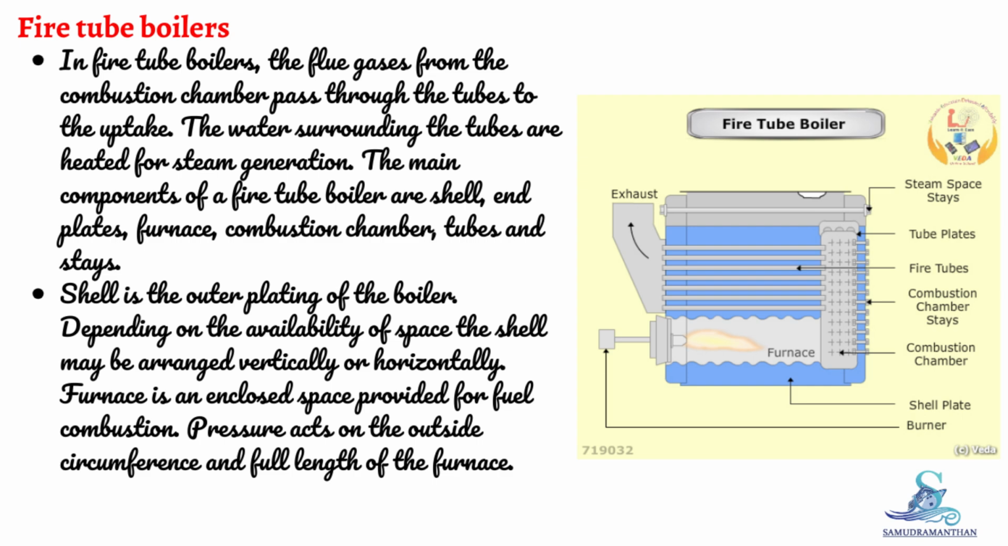The main components of a fire tube boiler are shell, end plates, furnace, combustion chamber, tubes and stays. Shell is the outer plating of the boiler. Depending on the availability of space, the shell may be arranged vertically or horizontally.